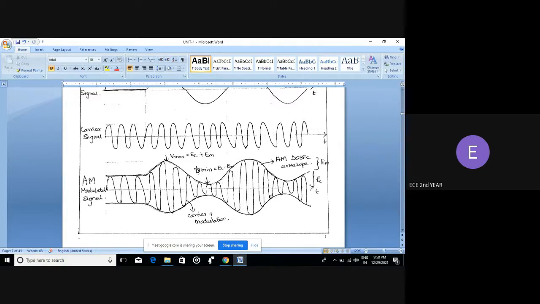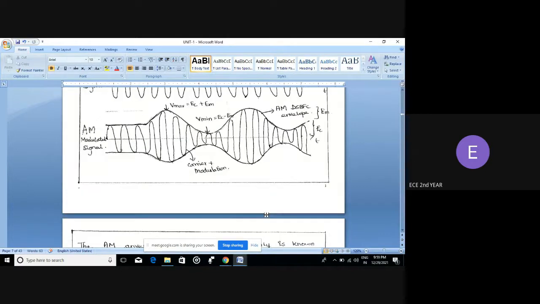Here we will have two amplitudes of this particular wave that we call V max and V minimum. V max is equal to EC plus EM, right? V minimum is equal to EC minus EM. We know what is EC and what is EM, right? Since this AM modulated wave contains two sidebands, the lower sideband and the upper sideband, we call it DSB, that is, double sideband AM envelope.